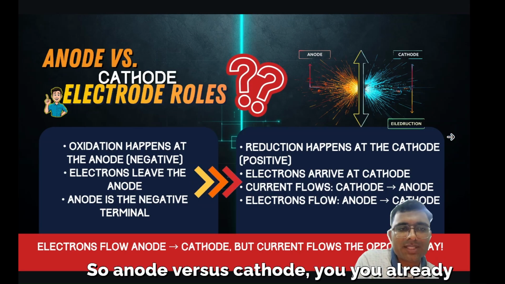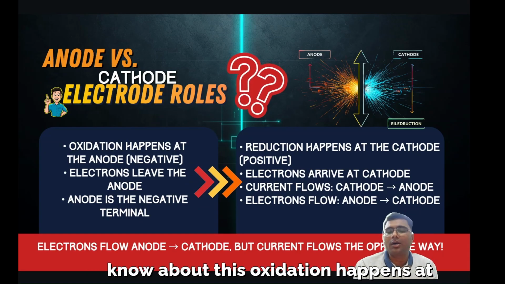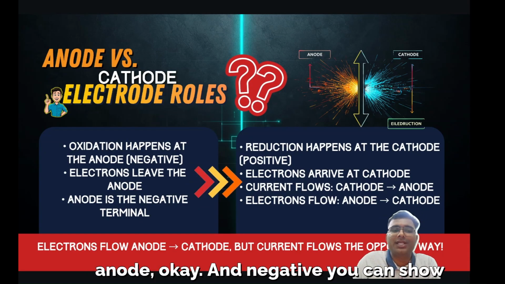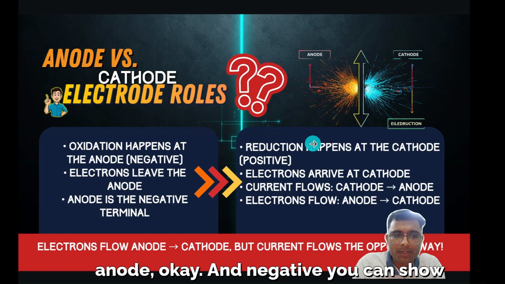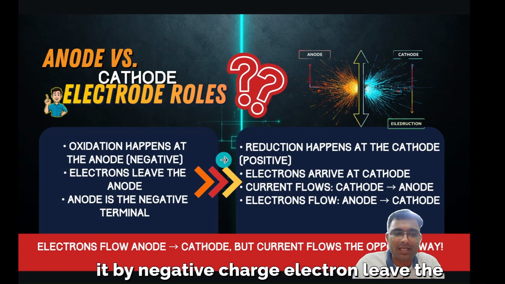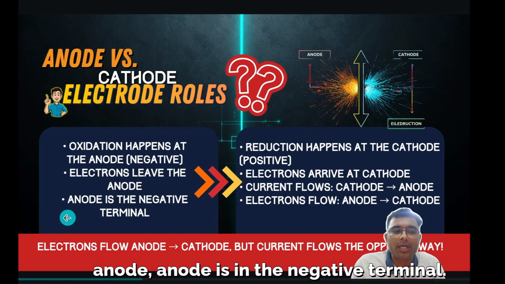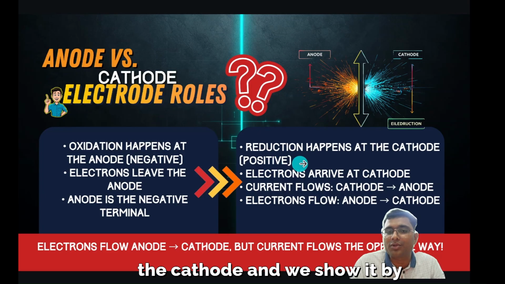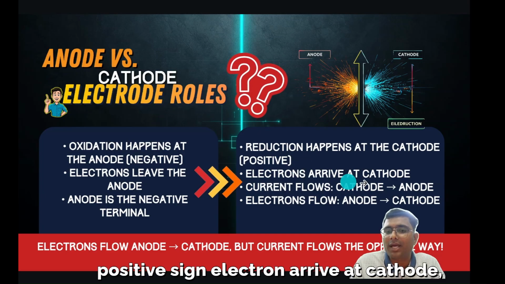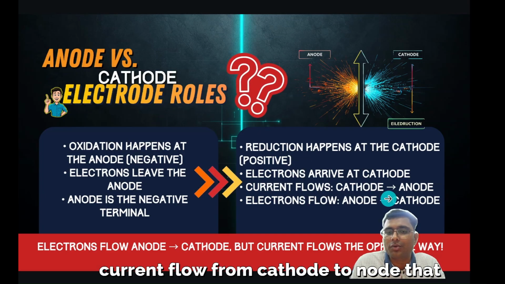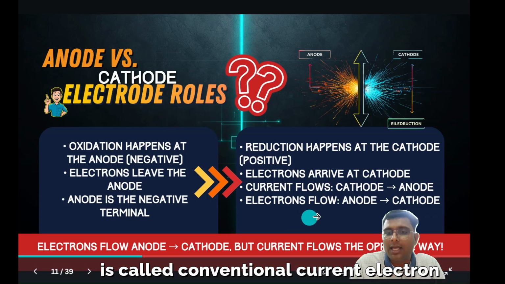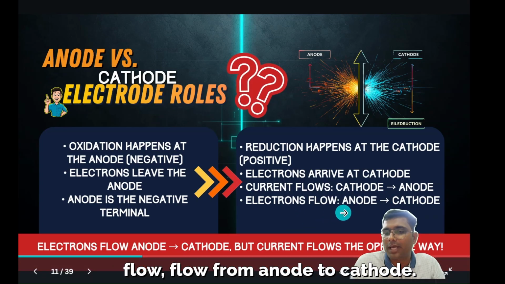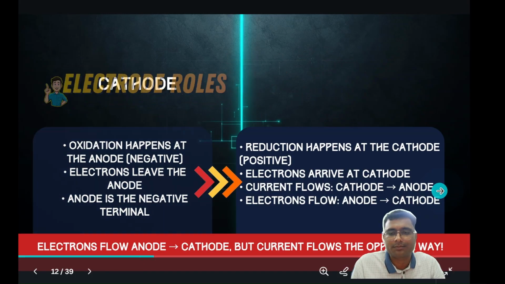So anode versus cathode. You already know about this. Oxidation happens at the anode, and you can show it by a negative charge. Electrons leave the anode. The anode is the negative terminal. On the other side, reduction happens at the cathode, and we show it by a positive sign. Electrons arrive at the cathode. Current flows from cathode to anode, that is called conventional current. Electrons flow from anode to cathode.